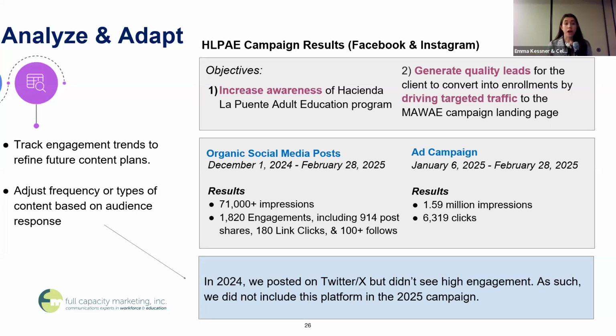And these were the results. Again, we have those objectives at the top, and you can see over 70,000 impressions on the organic social media posts, and over 900 post shares. That was incredible. We did a social media contest, a door decorating contest, and that was really sweet in December. And the ad campaign, we had over 6,000 clicks, which was incredible, and really great enrollments on all of our programs. And again, that organic social media really helped boost the credibility of the ad campaign and increase that engagement once we started in January.